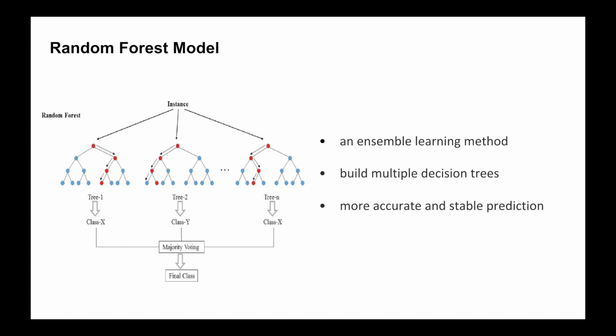Instead of searching for the most important features while splitting the nodes, it searches for the best features among the random subsets of features. This results in a wide diversity that generally results in a better model. Therefore, in random forest, only a random subset of the features is taken into consideration by the algorithm for splitting the nodes.